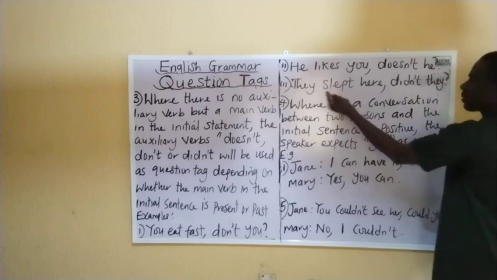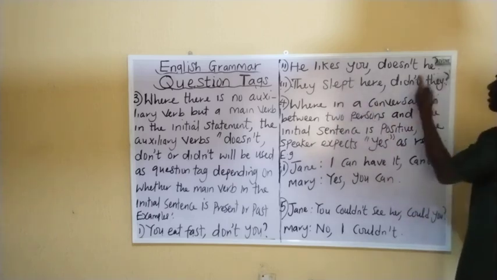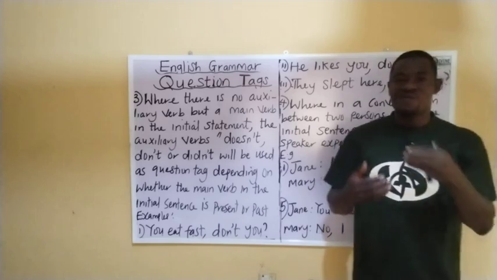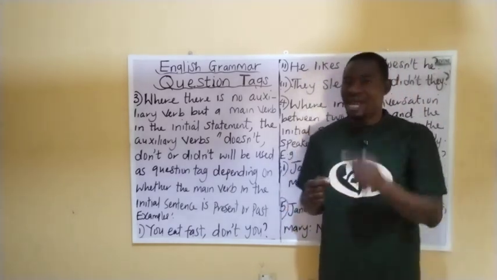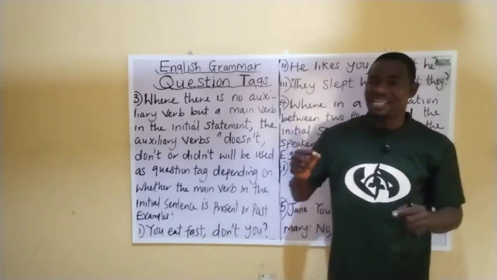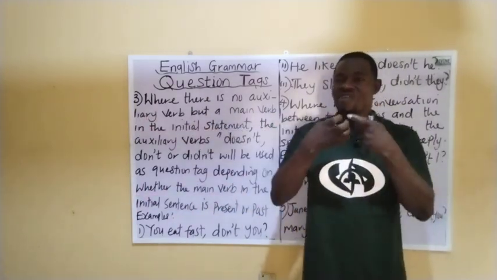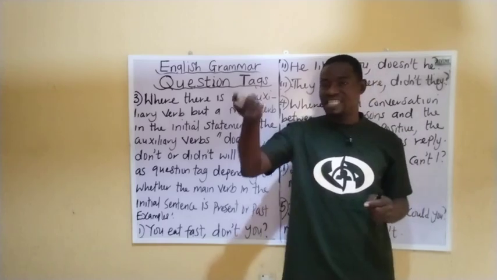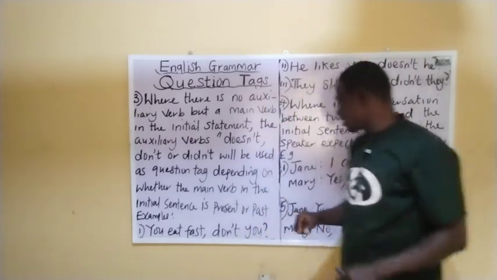Didn't they? Slept is past tense, past verb. So we use what? Didn't they? Okay, fine. Rule number 4 says, where in a conversation between two persons a speaker makes a positive statement, he or she expects a yes as reply. I repeat, where in a conversation between two persons a speaker makes a positive statement, he or she expects a yes as reply.